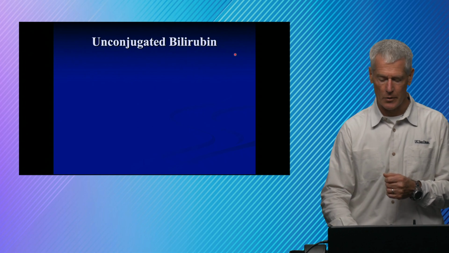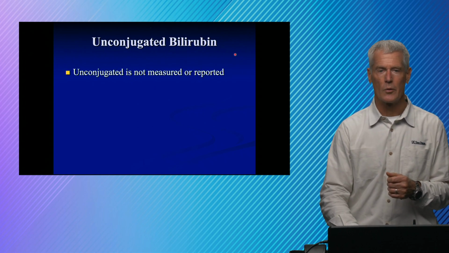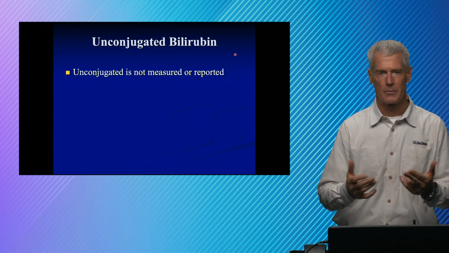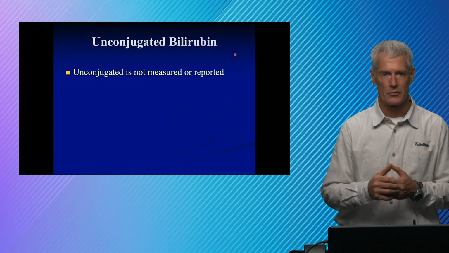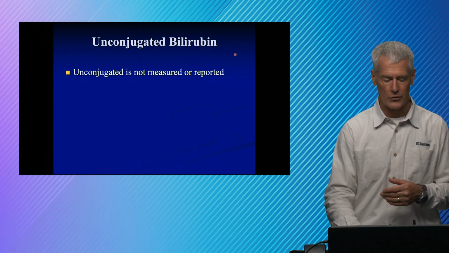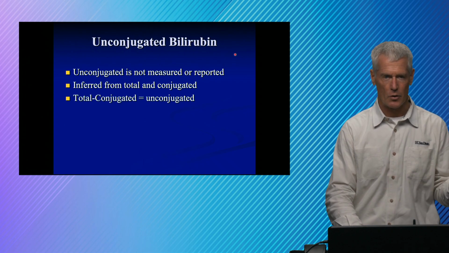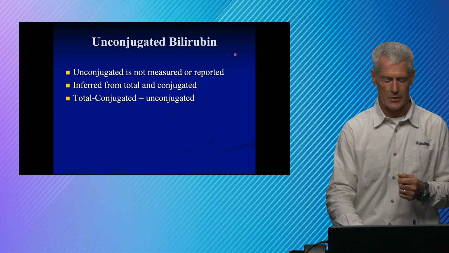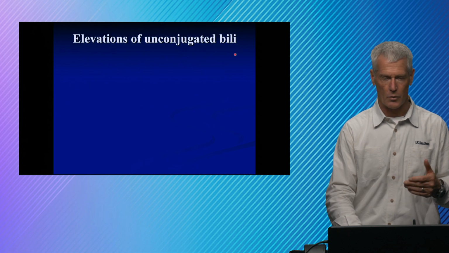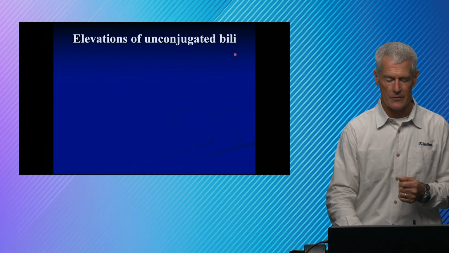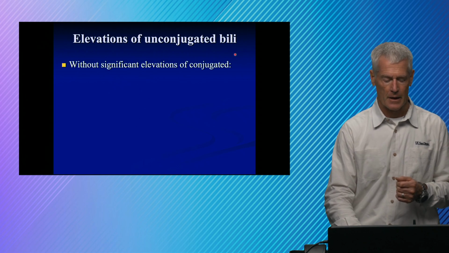So unconjugated bilirubin, we don't really report that. We report a direct and a total, and we expect everyone to make that simple subtraction and figure out what was the unconjugated. And that's simply the total minus the conjugated gives us the unconjugated, or the total minus the direct is another way of saying that. So where do we get elevations of unconjugated bilirubin?